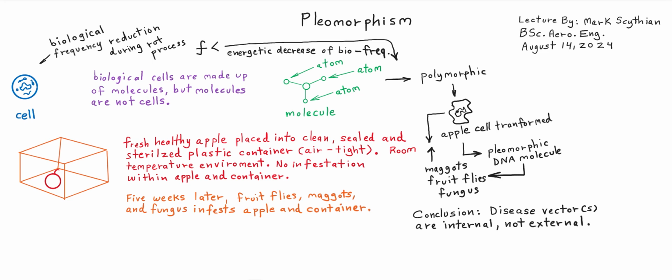So this is a really profound experiment which you can practice. I'm sure some people left some food, like an apple or a banana or something, in an airtight container, and they realized, how did maggots get in here? They didn't get in there. They were actually pleomorphic conversions of that material.